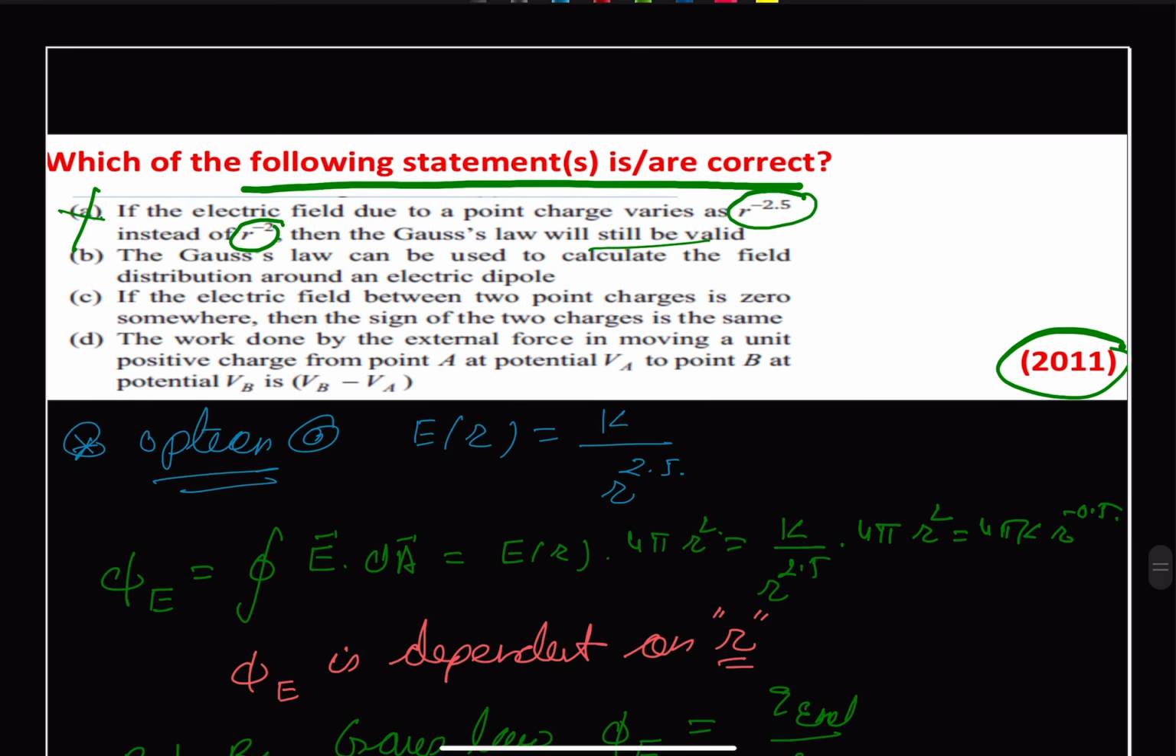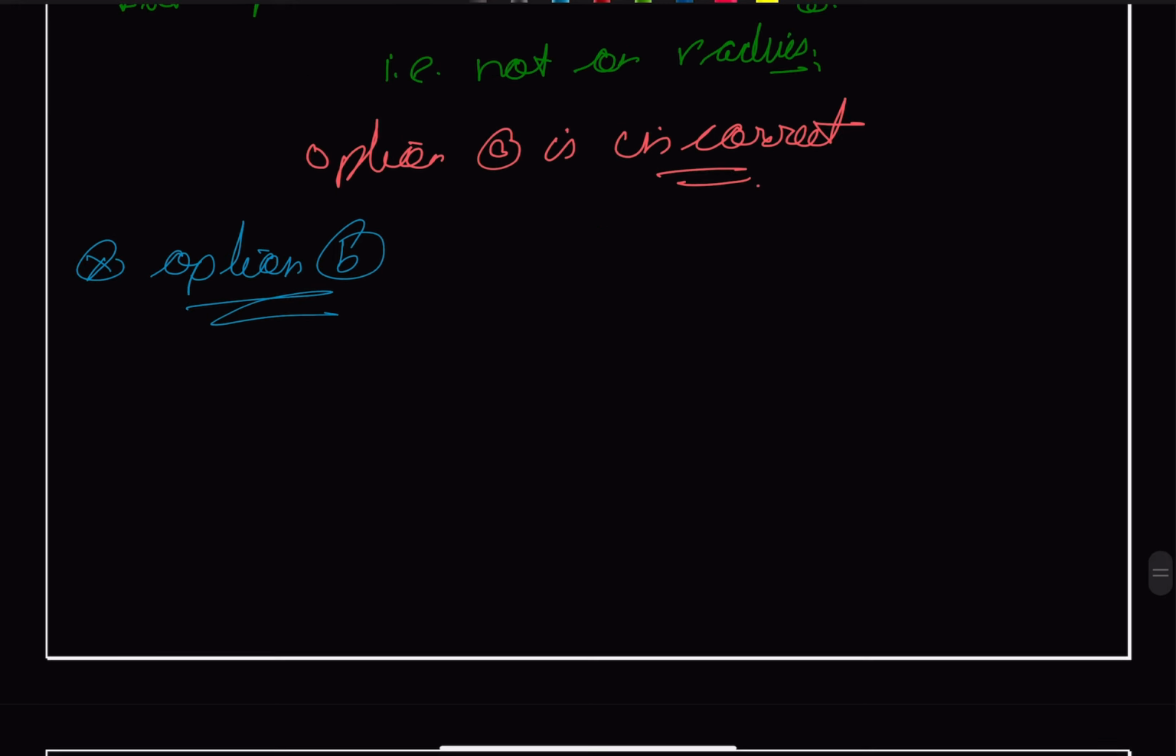And it states that it can be used to calculate the electric field distribution around an electric dipole. Let us consider a dipole. Dipole means we are going to have two charges, equal and opposite charges. So for an electric dipole, we are going to have plus q and minus q.